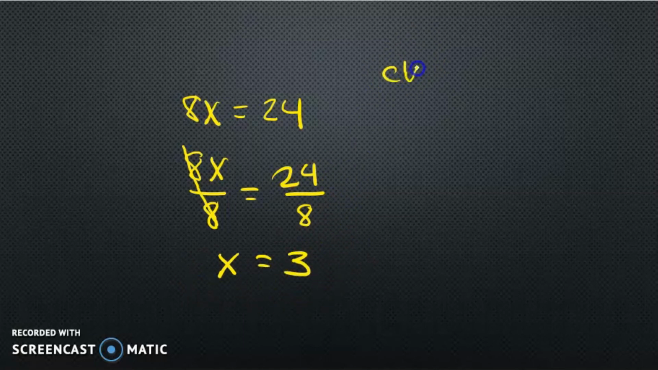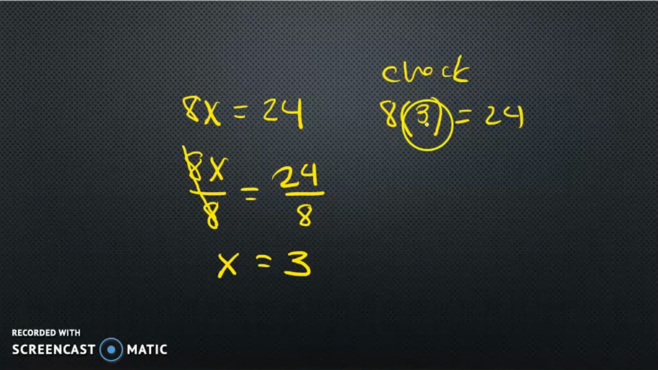So we can check that. So let's say 8. Ano yung x? 3. So 8 times 3 is equals to 24. So that is correct. So meaning our x is correct.